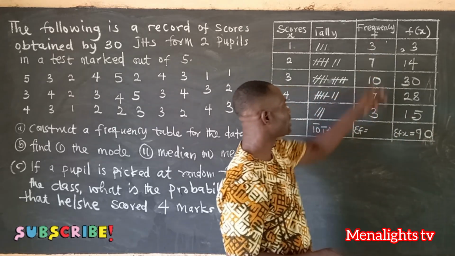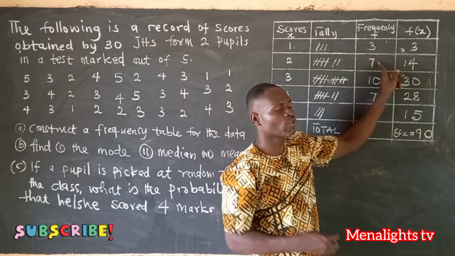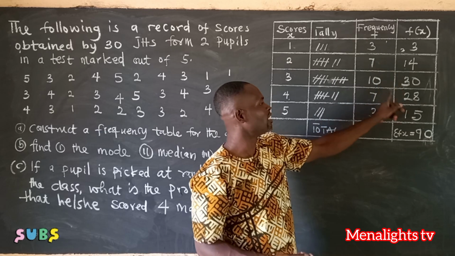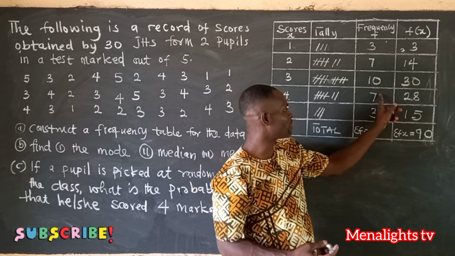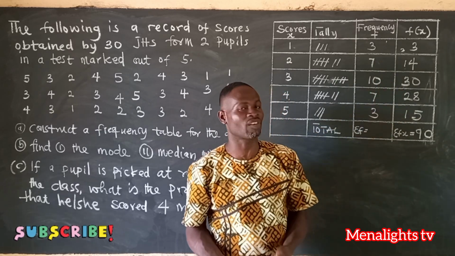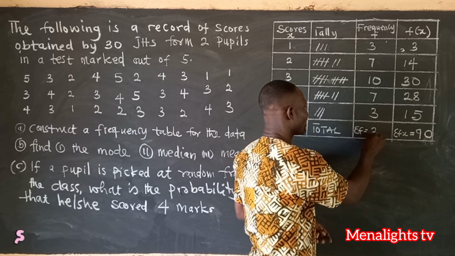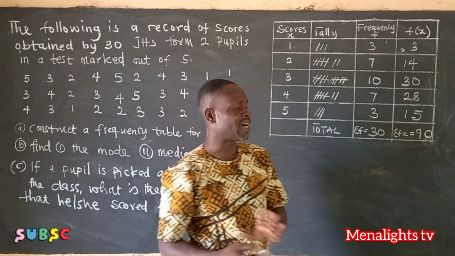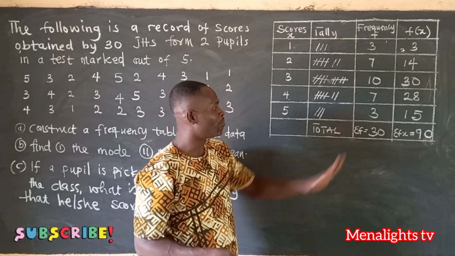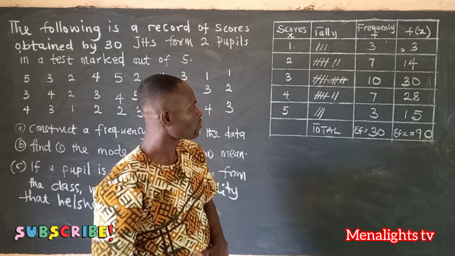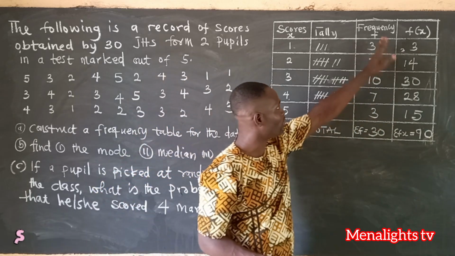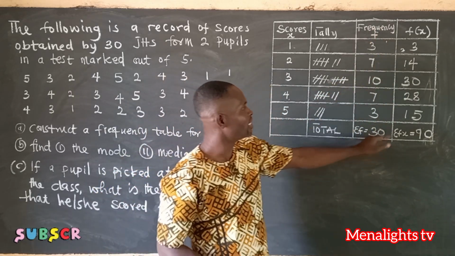So the total of the frequencies: 7 plus 3 will give us 10, plus 10 will give us 20, 20 plus 7 is 27, plus 3 gives us 30 here as well. So now we have completed the frequency table. We have the total frequency, which is 30.